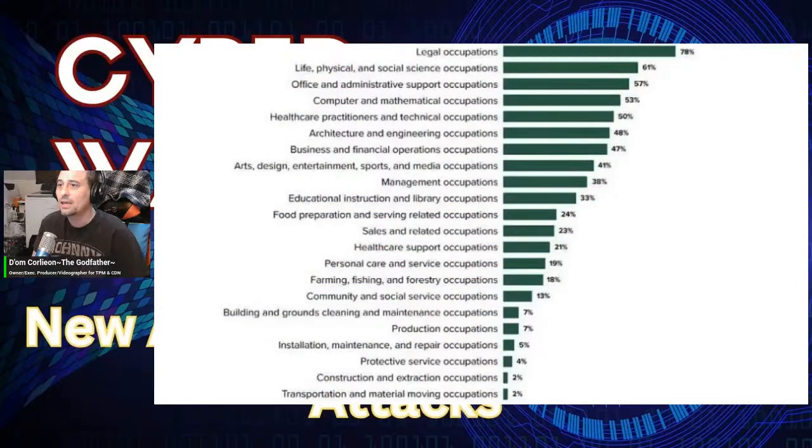So essentially, what they are saying is these are the ones that are going to be hit the hardest. Legal occupations are going to take a 78% hit. Life, physical, and social sciences occupations, I could honestly see that taking a big hit as well, along with office and administrative support, computers and mathematicals, healthcare practitioners, and technical occupations.